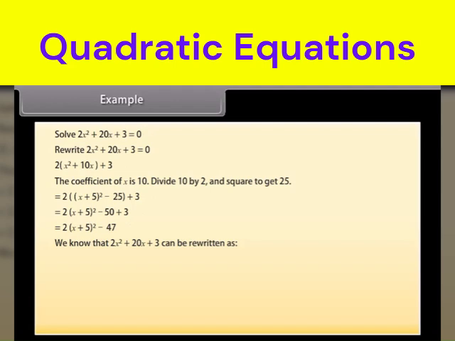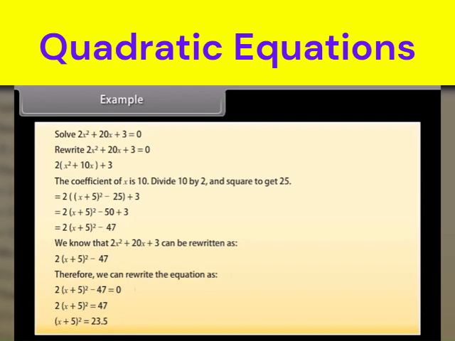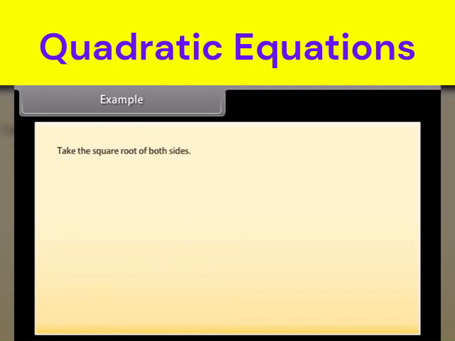We know that 2x² + 20x + 3 can be written as 2 into (x + 5)² - 47. Therefore, we can rewrite the equation as 2 into (x + 5)² - 47 = 0. 2 into (x + 5)² is 47. Now dividing both sides by 2, we get (x + 5)² is equal to 23.5. Take the square root of both sides. x + 5 is equal to the square root of 23.5, or x + 5 is equal to minus the square root of 23.5.